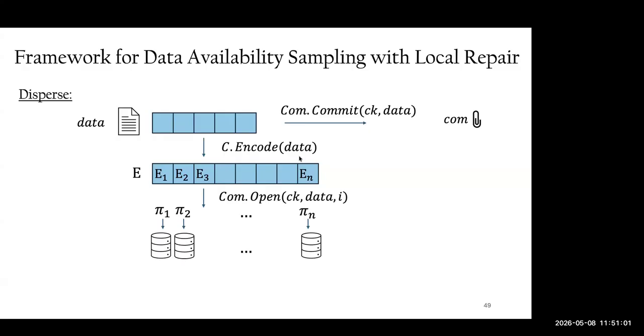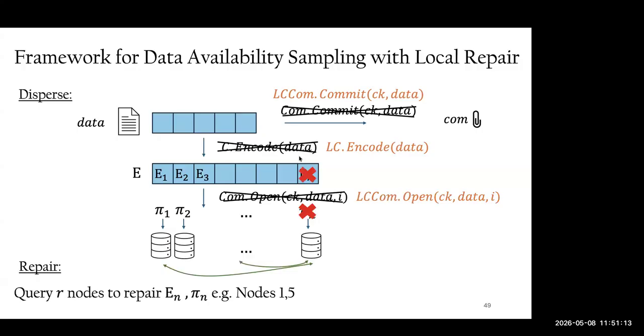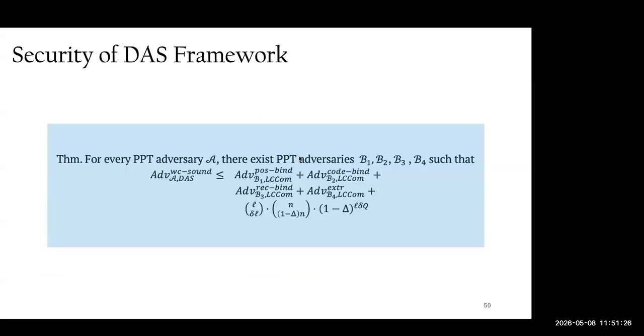Yes, very good. Quickly going through the framework: it looks the same as before, but I'll be using a locally correctable code to encode the data and then a locally correctable erasure code commitment to commit to the data. Now, for example, if the last node lost its data, it just needs to query nodes 1 and 5, and then it has all the information it needs to repair e_n and pi_n.